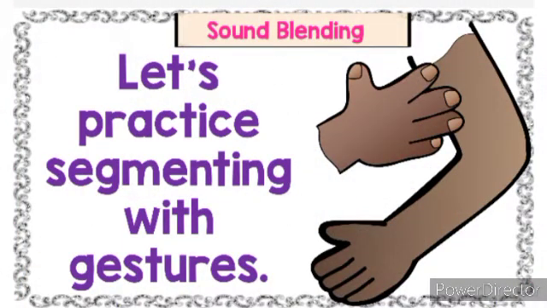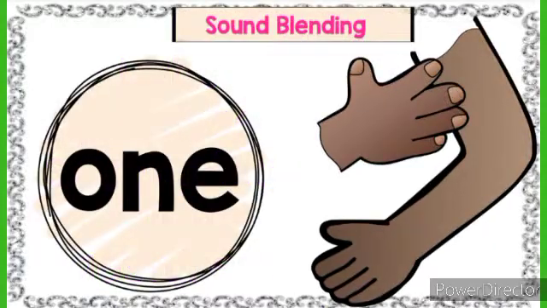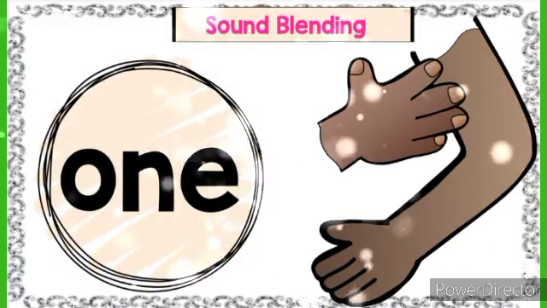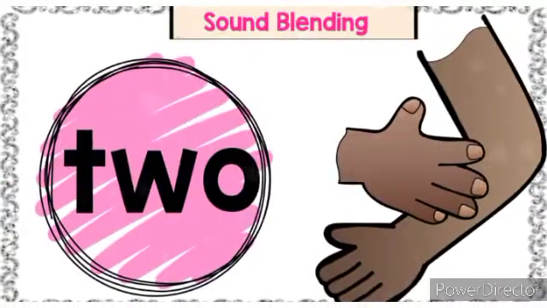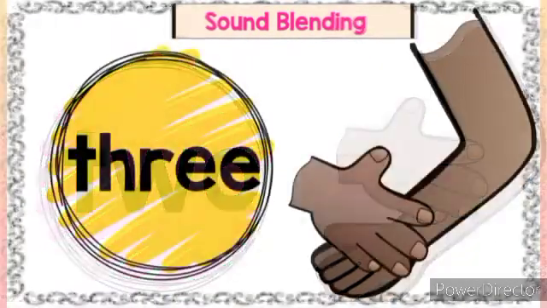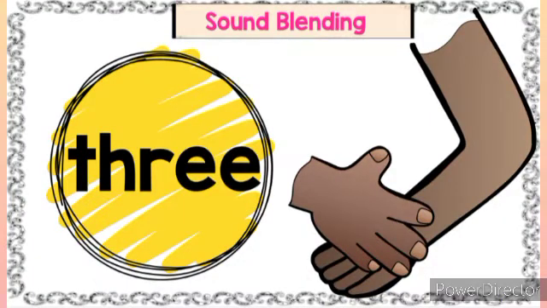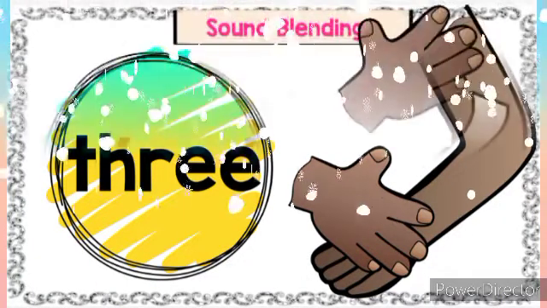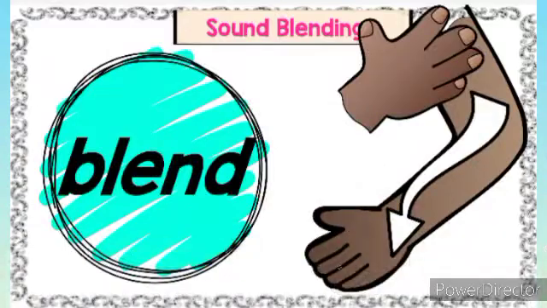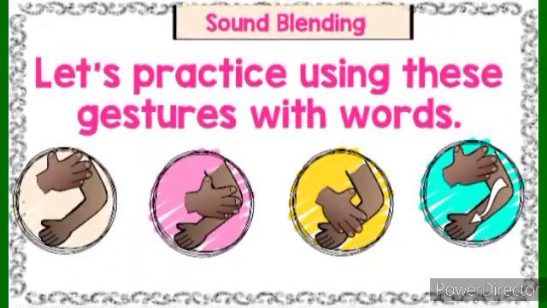Let's practice segmenting with gestures. For the first sound, you place your hand above your elbow. For the second sound, you place your hand in between your elbow. And for the third sound, you place your hand on your wrist. Then, you slide through your arm as you blend the word. So get ready as we practice using these gestures with words.